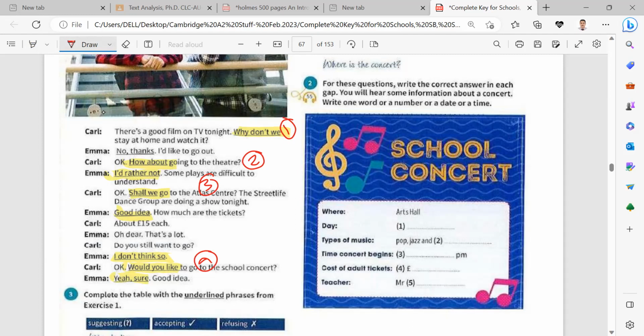The first one, why don't we? The second one, how about? But in this way, you must write gerund, ing. Why? Because about must be followed by a gerund, ing, as we discussed yesterday. Or you can say, shall we plus verb 1, shall we go? Or would you like to go?